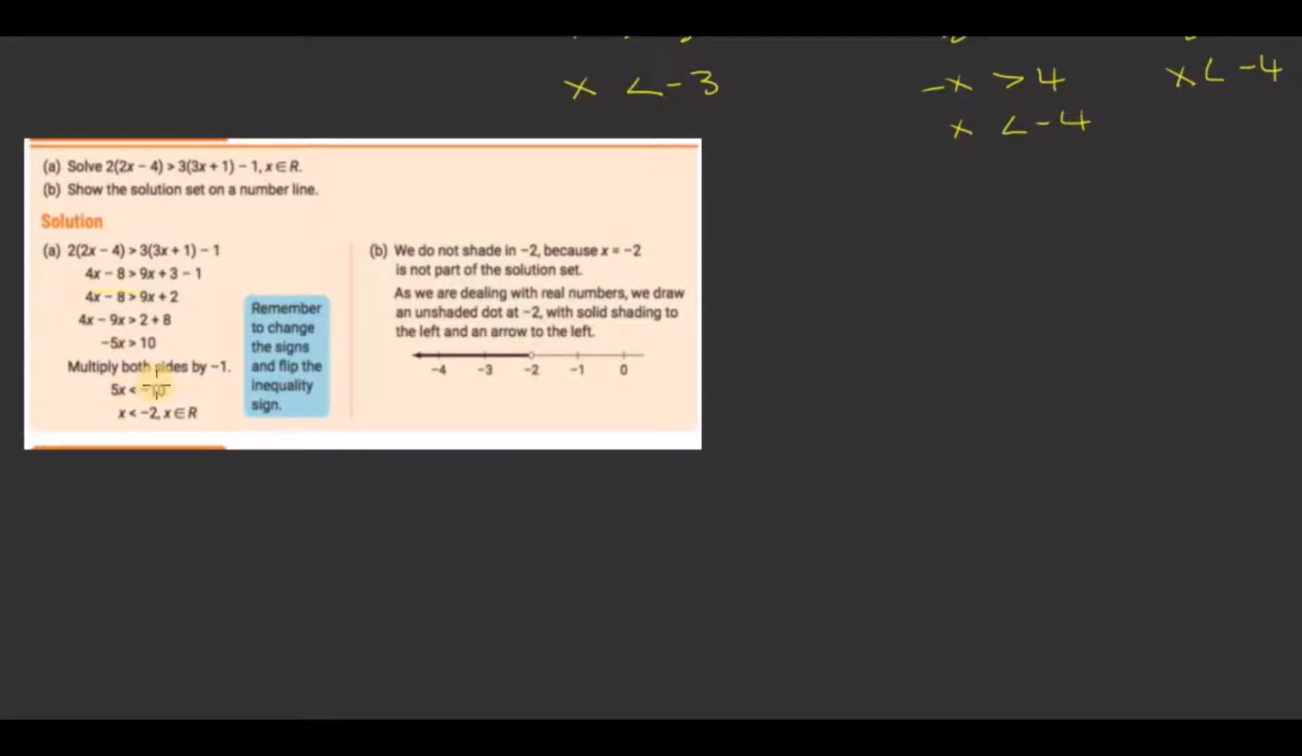Now we have to multiply both sides by -1. So we're going to get 5x is less than -10. We change the sign of the inequality. And then divide by 5, and that's going to give you x is less than -2.